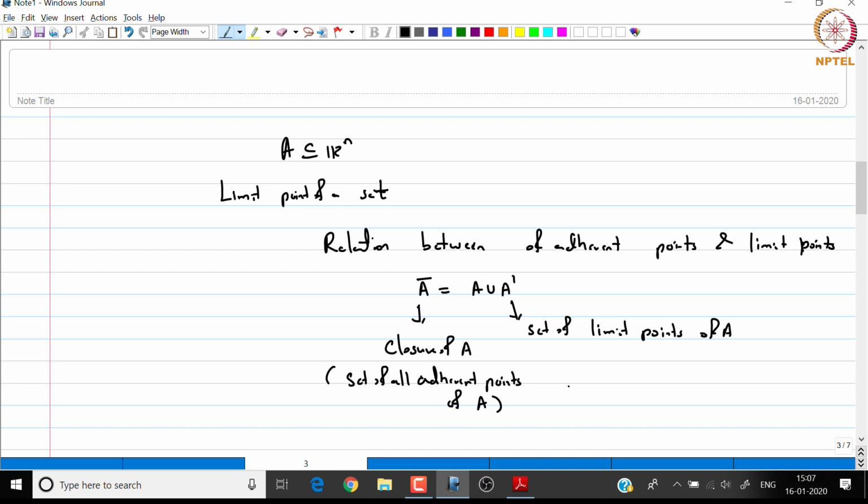So, we now have the notion of adherent points, limit points, and interior points, and we have also seen the complement of a set. So, we will move further and define the notion of a compact set.